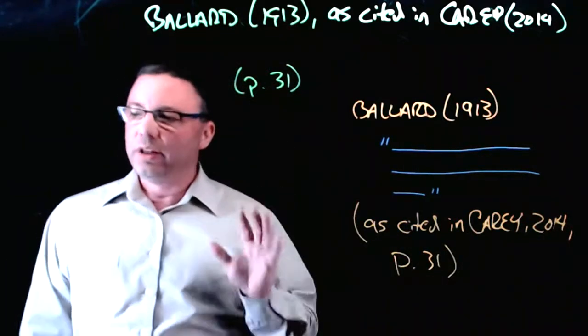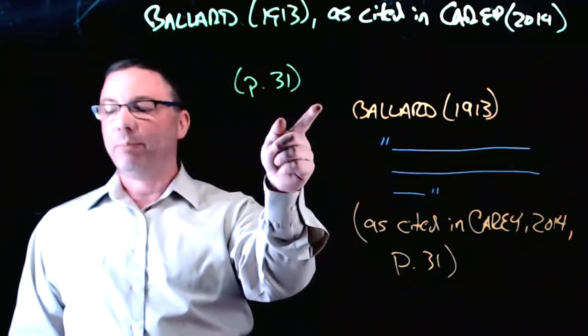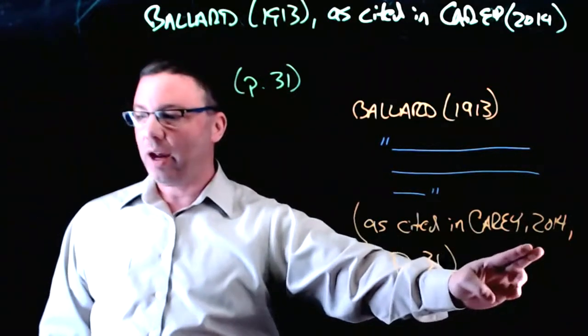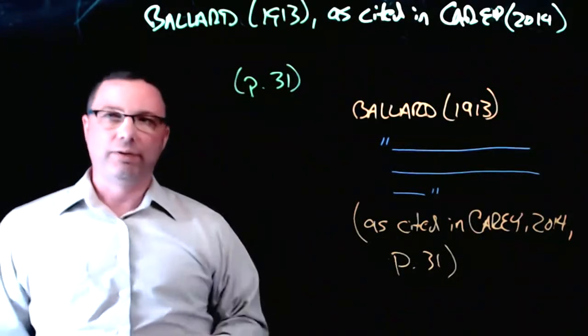Now, in using this structure, your reader knows that this information came from Ballard, but you got it from Carey, and this Carey reference is the one that's corresponding to the reference in your references section.